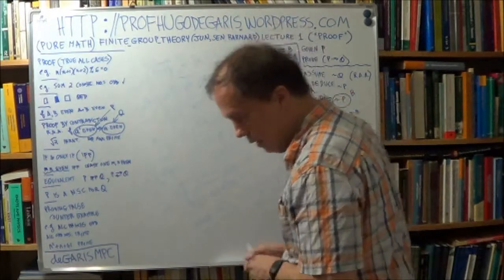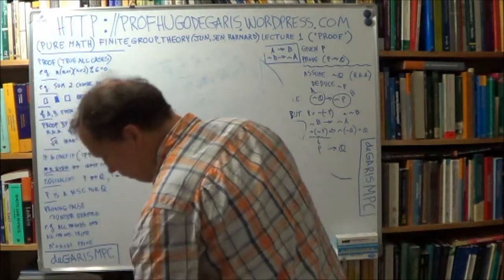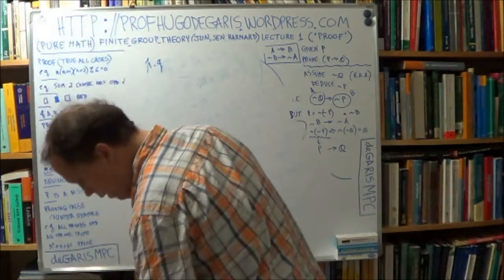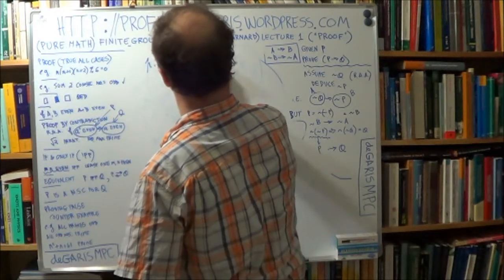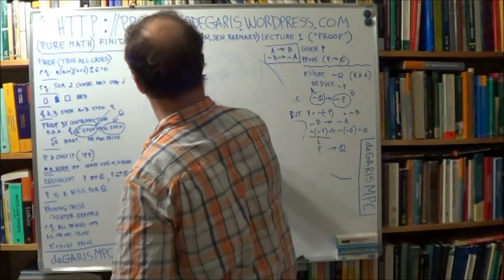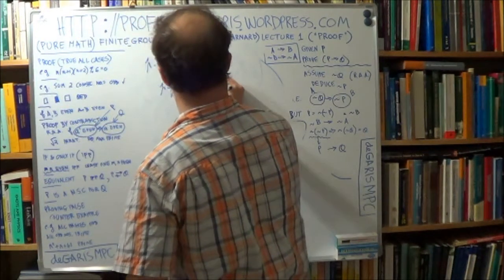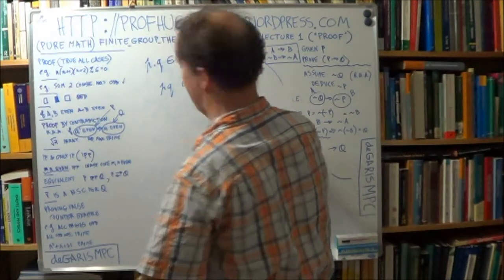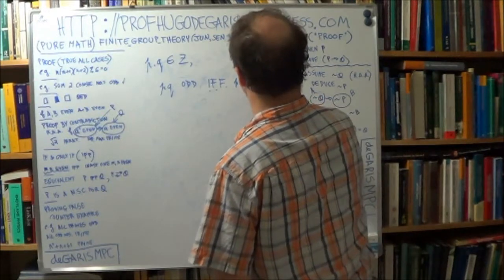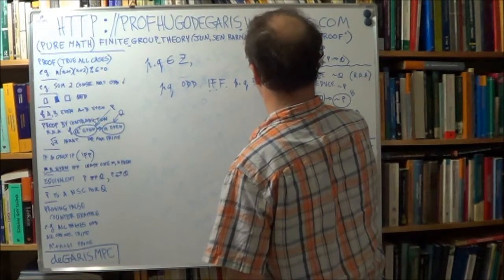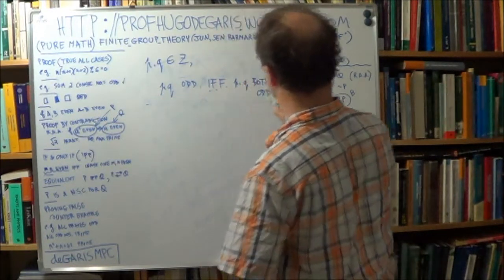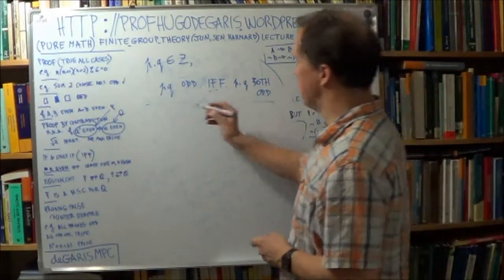Right? So let's write out what we have. P and Q are integers. PQ is odd if and only if P and Q are both odd. Okay? That's what we have to prove. So let's do the if case.